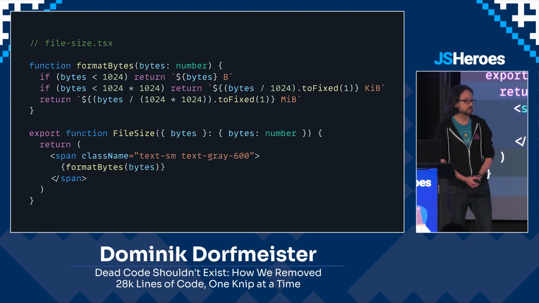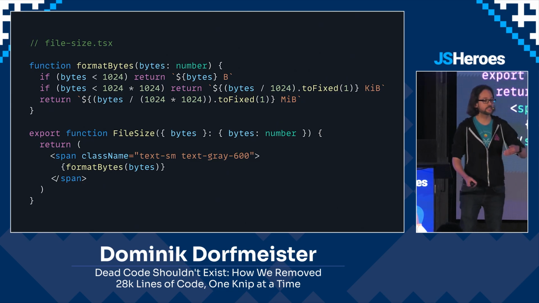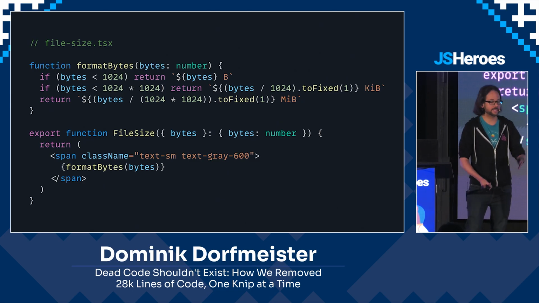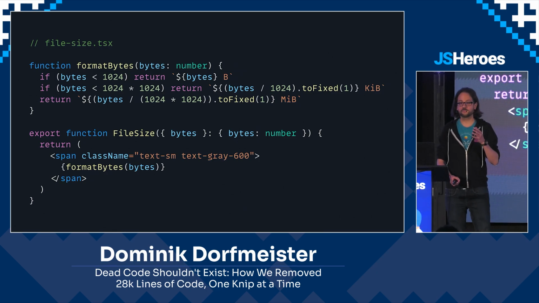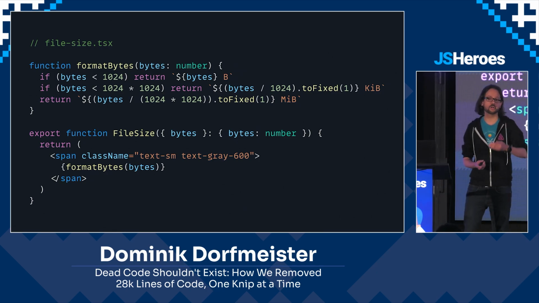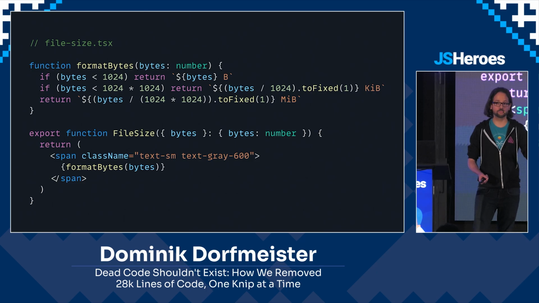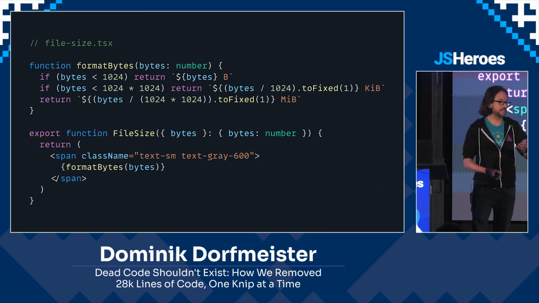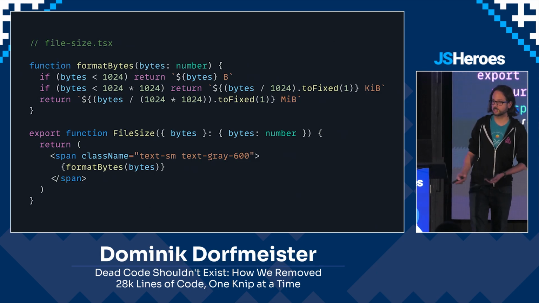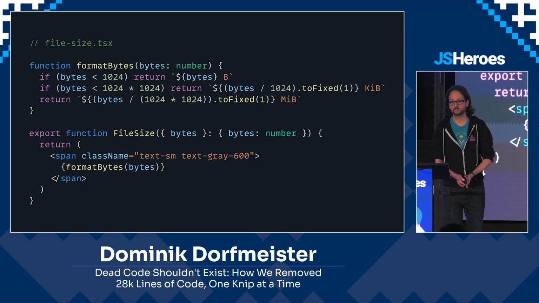It's a React component where we have a file size component and a util function that it uses called formatBytes. Doesn't really matter what it does, but the concept is that if this file size component is the only one that uses this util function and we remove it, then yes, TypeScript will tell us that this function is now unused if we have the noUnusedLocals flag on in the TypeScript settings, and then everything's fine.